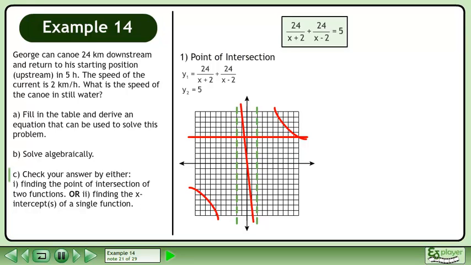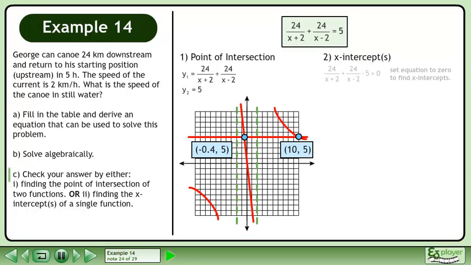Use your graphing calculator to draw the graph. There are 2 points of intersection, negative 0.45 and 10.5. Next, we'll find the x-intercepts. Set the equation equal to 0 to find the x-intercepts. The corresponding function is y equals 24 over x plus 2 plus 24 over x minus 2 minus 5.